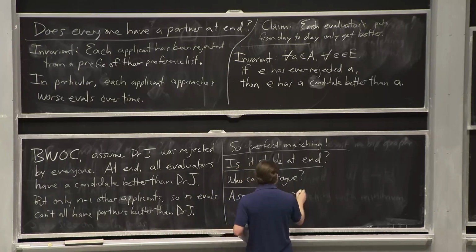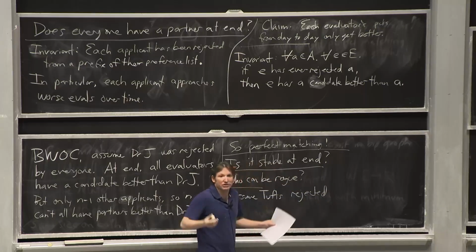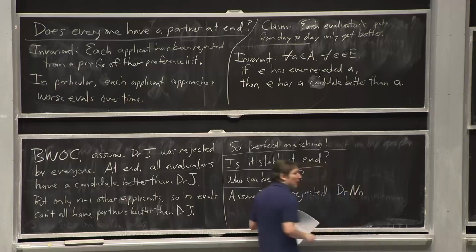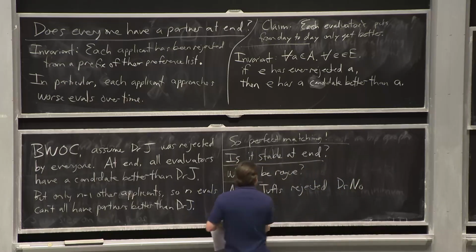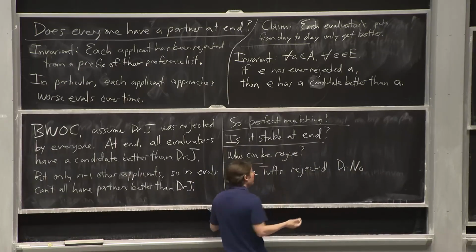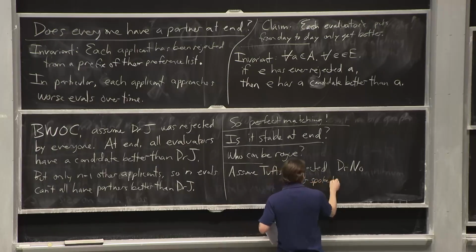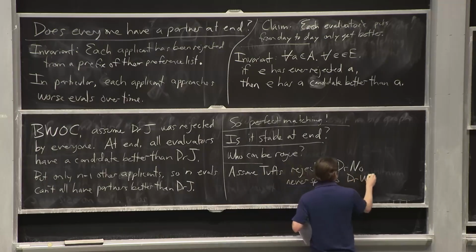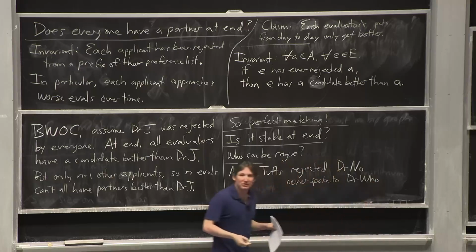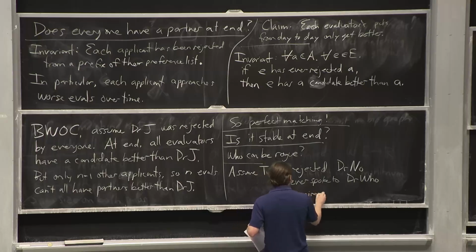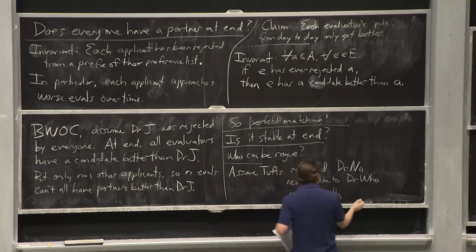So let's assume Tufts rejected, let's pick a generic example, Tufts rejected Dr. No. Let's say Tufts never spoke to Dr. Who? Who's that? I never spoke to them. And finally, Tufts is paired with the good doctor.